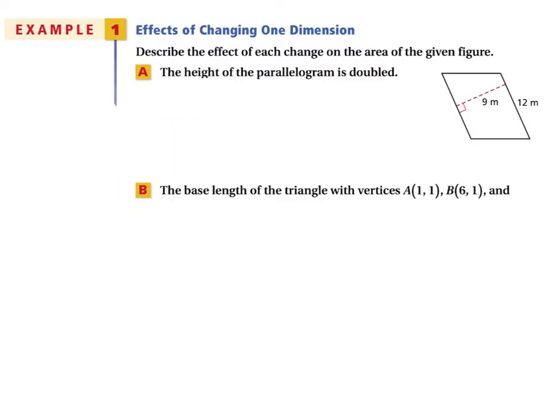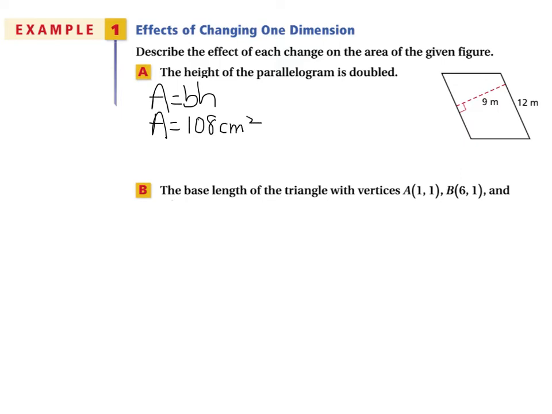All right, so let's look at example number 1. I want you to draw this picture, and once again, as you're taking these notes, you should either be taking screenshots or writing this in your notebook. Describe the effect of each change on the area of the given figure. The height of the parallelogram is doubled. Whenever you're given something, even if you have numbers or not, make up your own numbers if you don't have them. Otherwise, actually calculate what we're talking about. So we're calculating base times height, area of a parallelogram. 12 times 9 is just going to give us 108 centimeters squared.